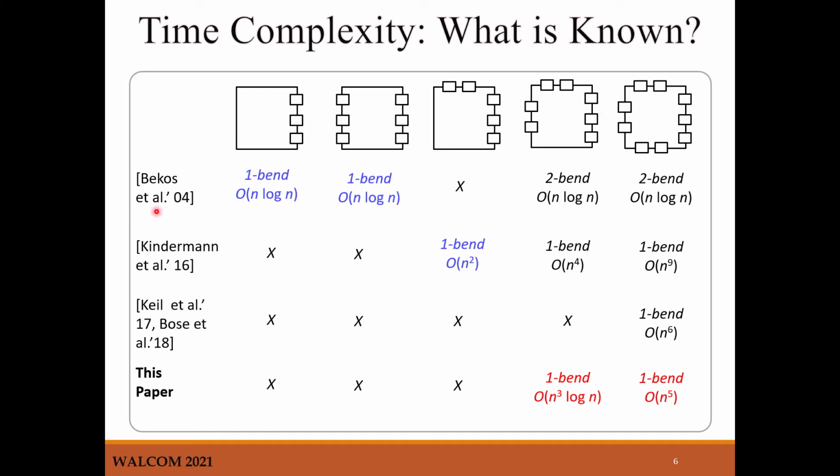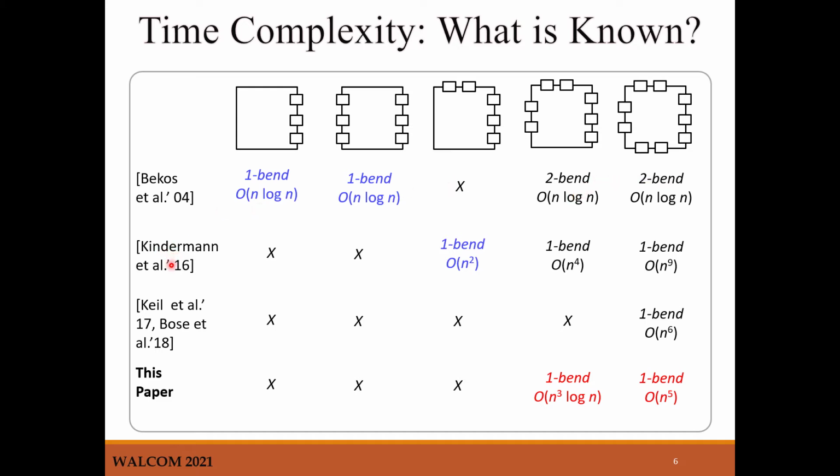Now in 2004, Bose et al. showed that in the first and the second case, you can always find a feasible assignment in order n log n time. However, at that time, the adjacent case was not looked at. But for the case where k is larger than 2, they show that if you allow 2 bands per leader, then you can always find an order n log n time solution.